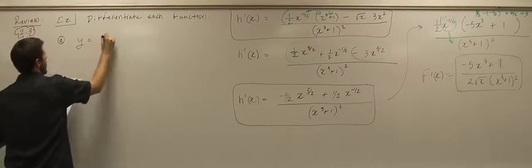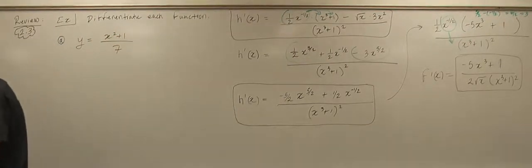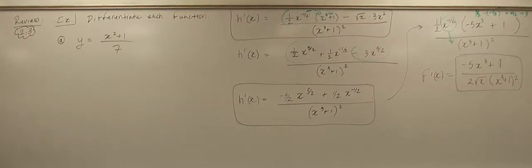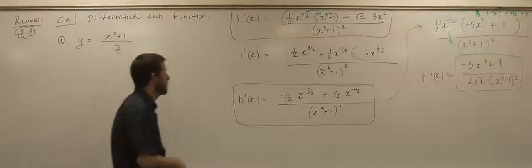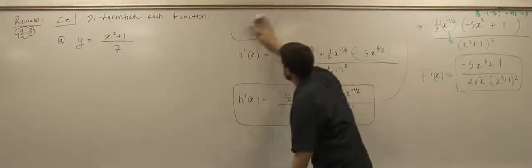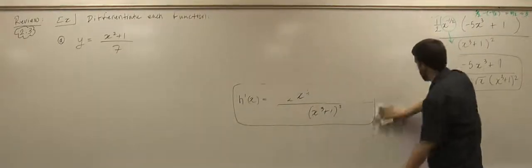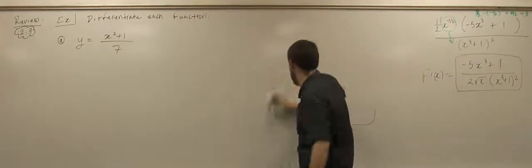y equals (x squared plus 1) over 7. How do we take the derivative here? Do you need the quotient rule here? No, pull out the 1/7. Quotient rule would be a pretty big waste of your time.